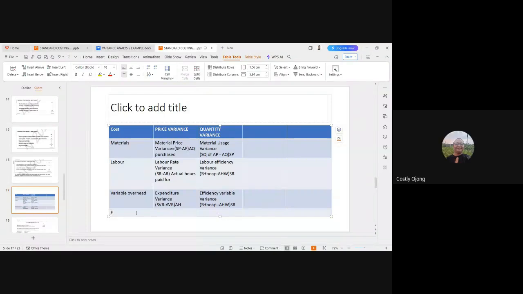Fixed cost. Fixed overhead. Fine. Fixed overhead cost. Don't worry, just be jamming the words anyhow. We are learning. With time, you will know the right way to put it when you become a tutor too. So fixed overhead is also a component of cost.